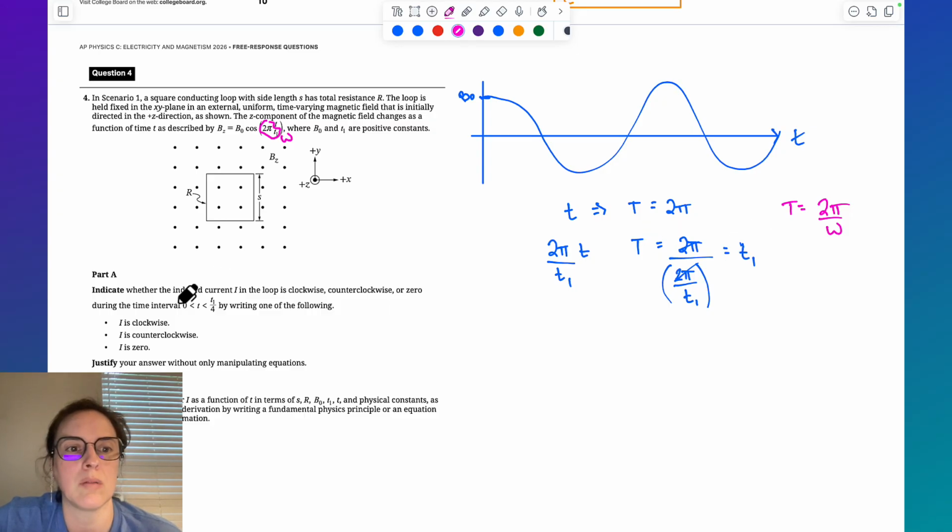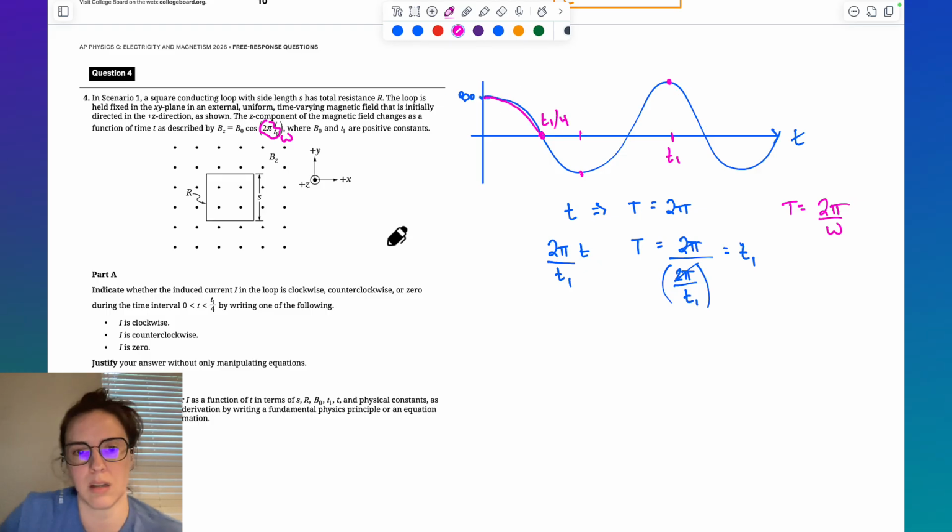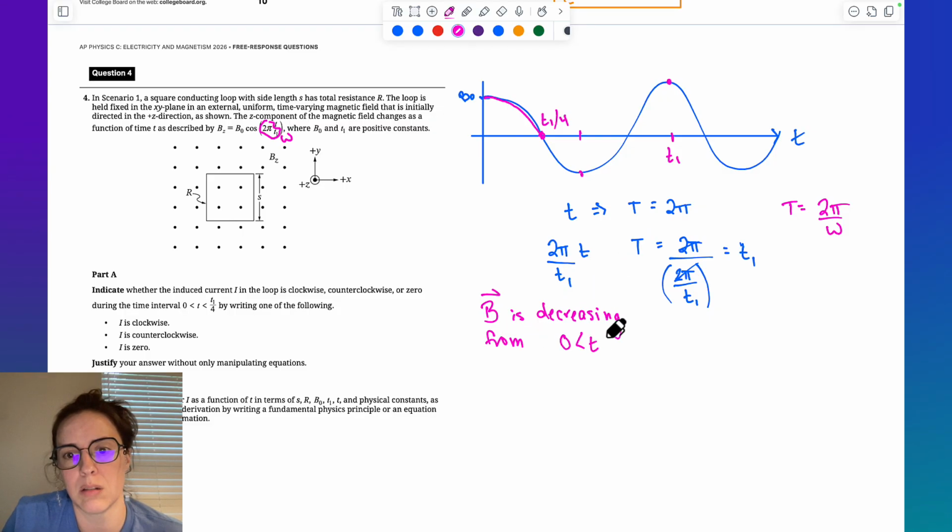So in the time interval 0 to T1 over 4, T1 would be here, one full period. This would be T1 over 2, which means this would be T1 over 4 right there. So that magnetic field is going to be decreasing. Okay, so B is decreasing from 0 to T1 over 4.